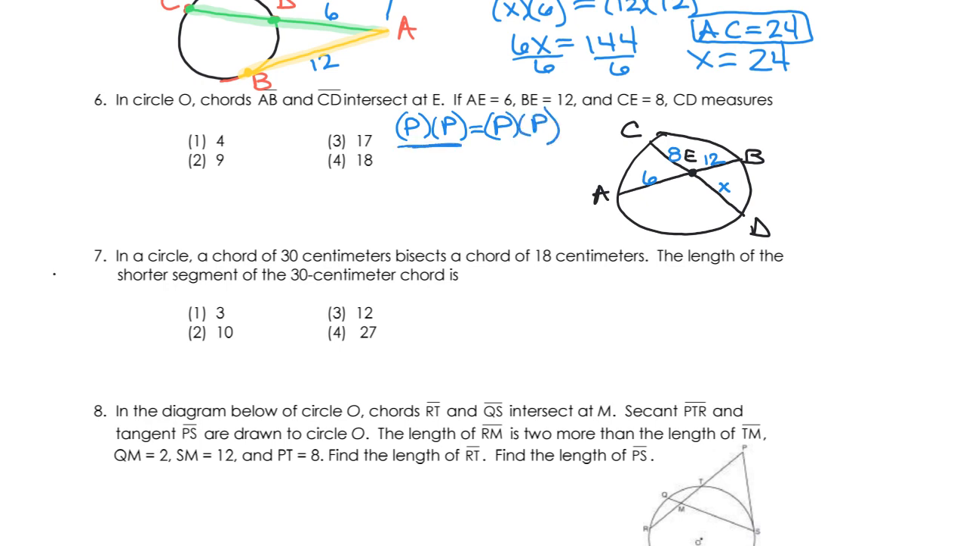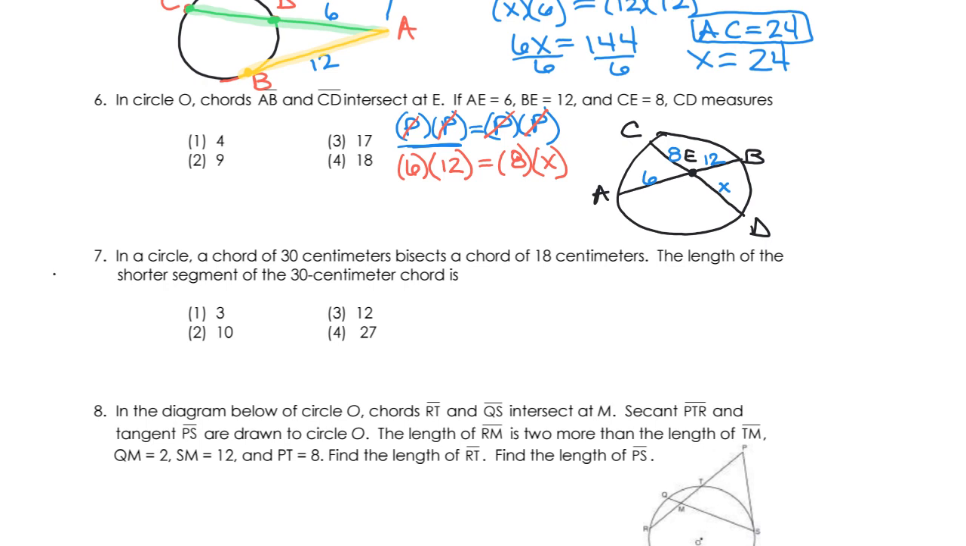And these two parts are from the same chord. And so I'm going to go ahead and replace this part with 6. And therefore the other part of the chord is 12. Equal to, on my one chord, I have one part that's 8. And on that same chord, the other part is X.